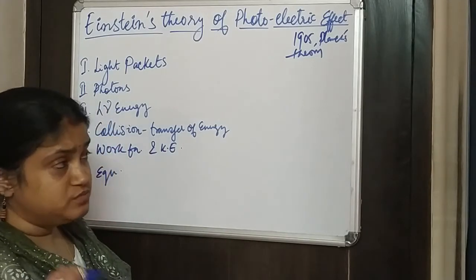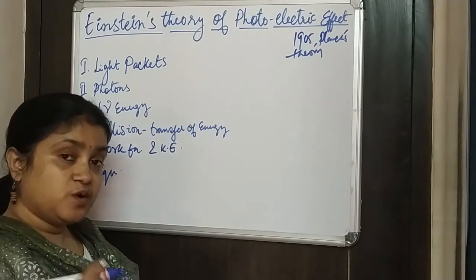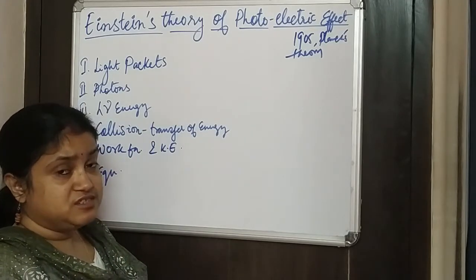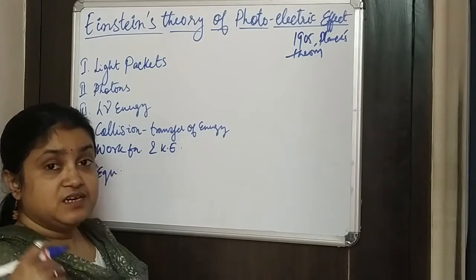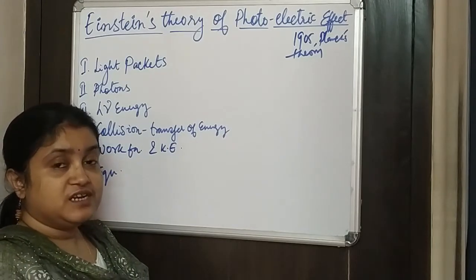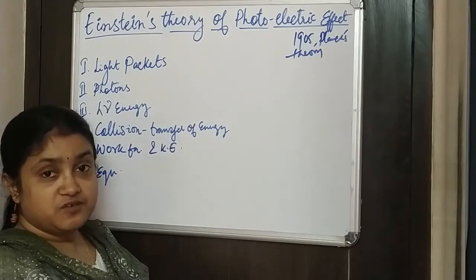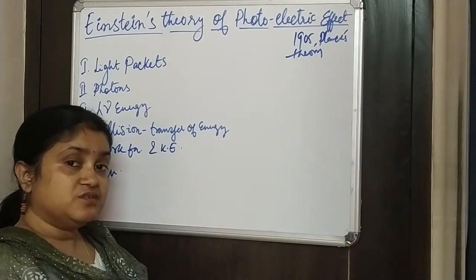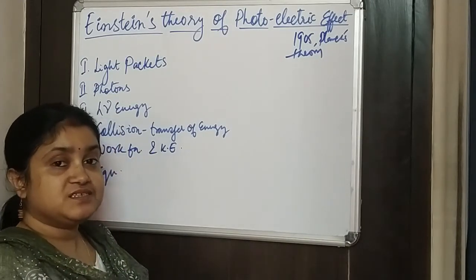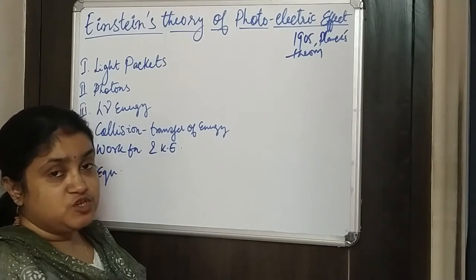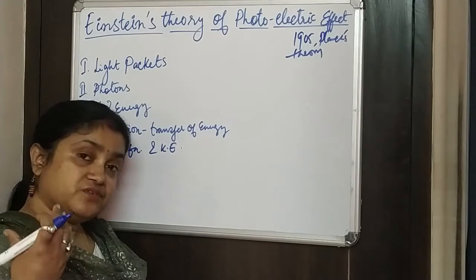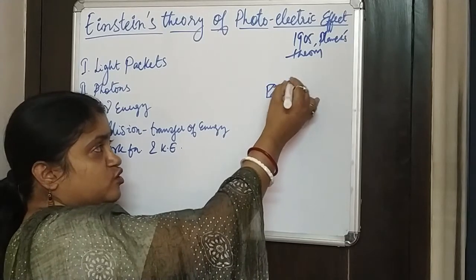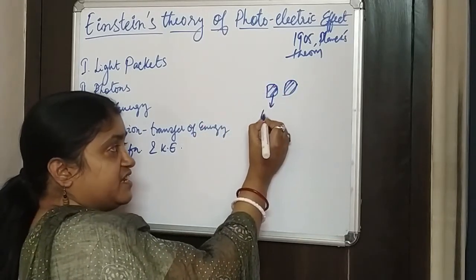According to Einstein, with the help of quantum theory, light is not just a wave. As we have seen, the wave nature of light cannot explain the photoelectric effect. So we cannot explain this with the concept that light is a wave. Rather, Einstein imagined light as small packets or small quanta of energy h nu.